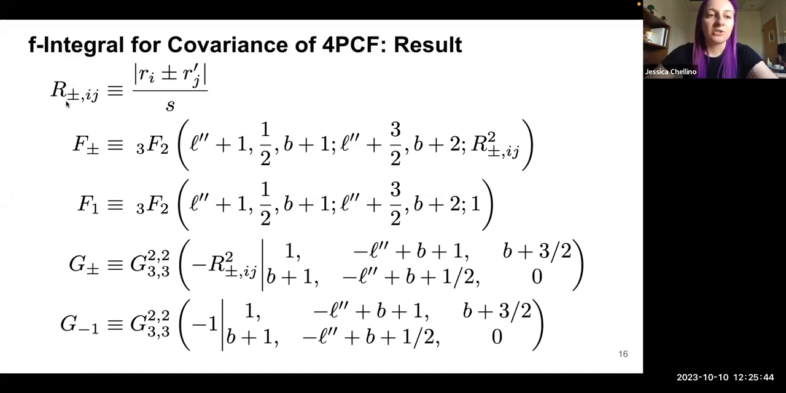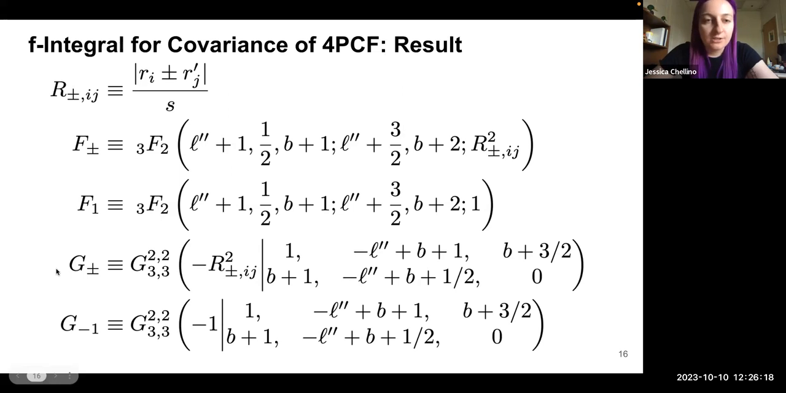Next, we have R plus or minus, which depends on the unprimed and the primed side lengths, as well as the separation between the two primary vertices. F plus minus and F1 are 3F2 hypergeometric functions, so they're power series in terms of their arguments, which would be a power series in R squared or in 1. G plus minus and G minus 1 are Meijer G functions. They're contour integrals in the complex plane, and these integrals depend on powers of their argument, so powers of minus R squared or powers of minus 1.